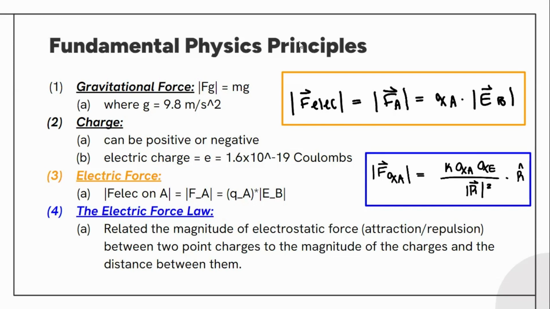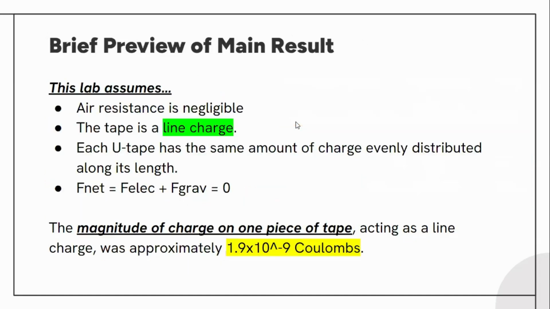The electric force law is boxed in blue and states that the force of Q is equal to the K constant times the product of the charges, all divided by the magnitude of the position vector squared. This image actually has a typo and should not include the magnitude bars.